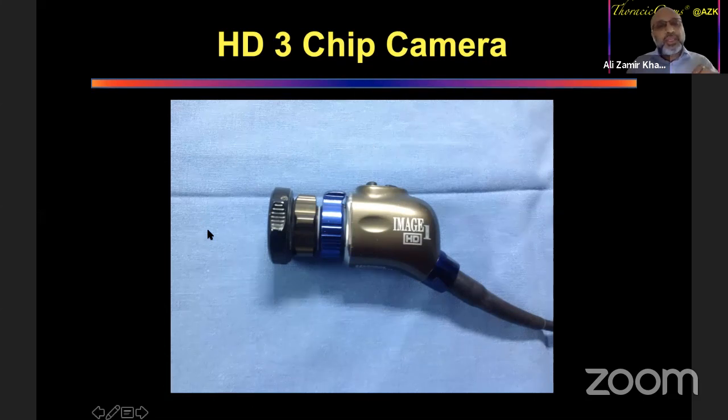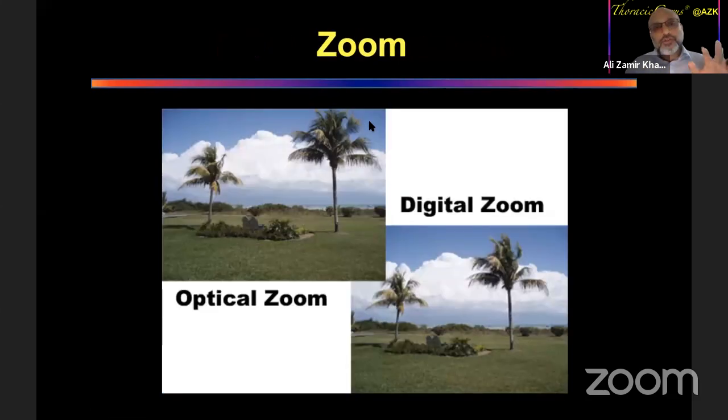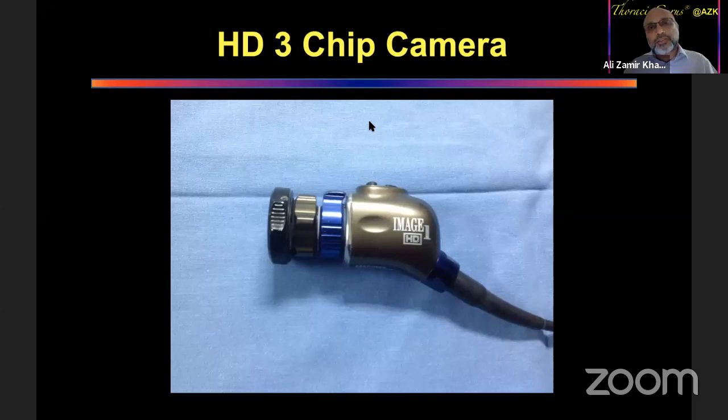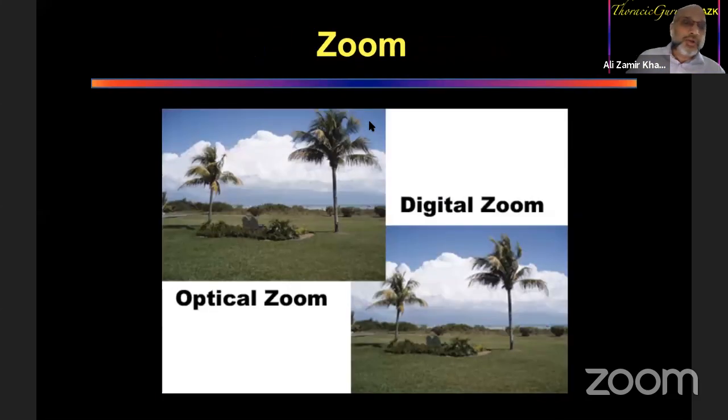That is why, as you do with buying a computer, if you've got a certain budget, always try to get the highest number within the budget and look for HD and look for three chip. Nowadays, single chip cameras have no role whatsoever. So you should never be buying a single chip camera. So now when you're using your technology, there are zoom.